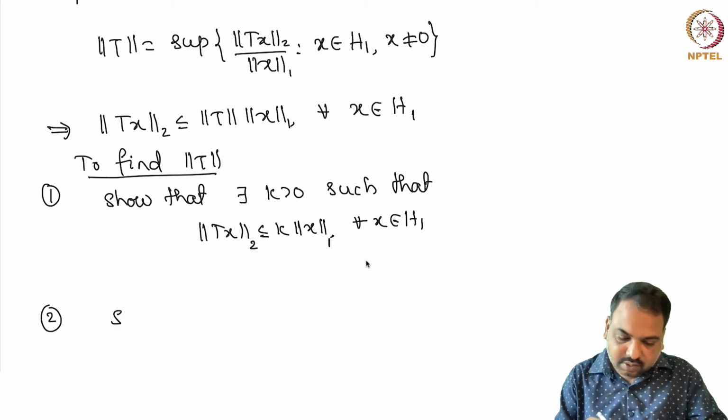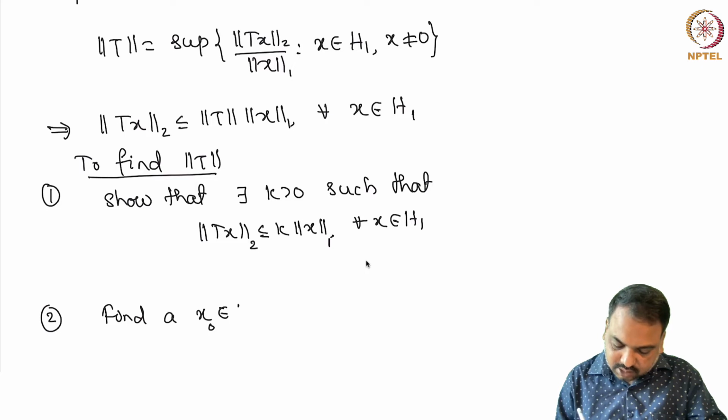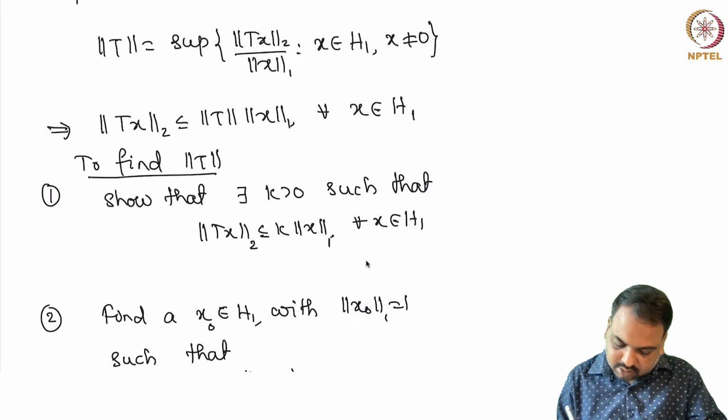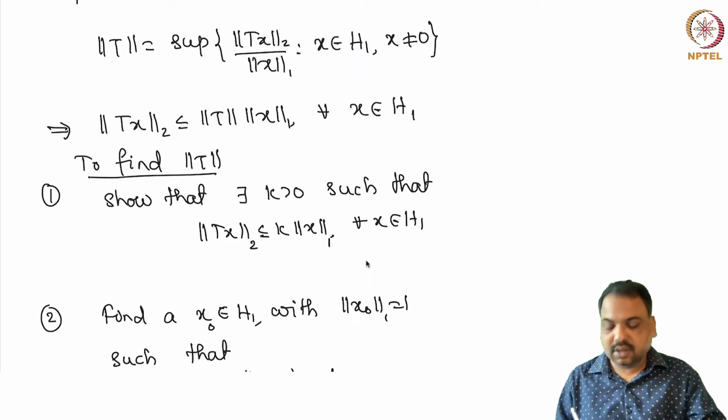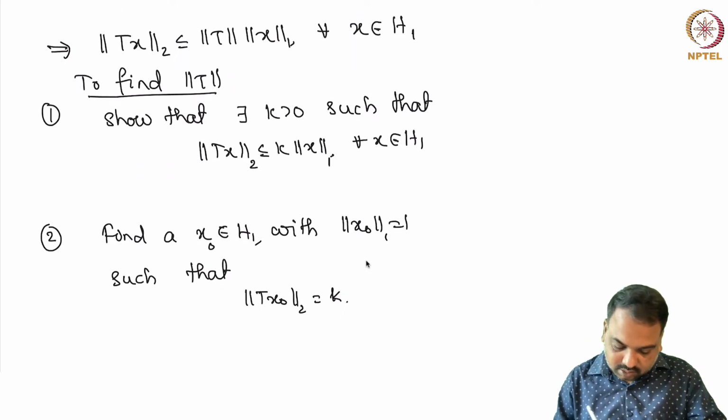Then find some unit vector, let us say x0 in H1 with norm x0 equal to 1 such that norm Tx0 is exactly k. Then in that case we can conclude that these two steps imply that norm T equals k.